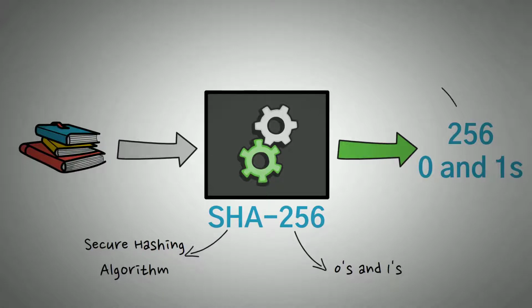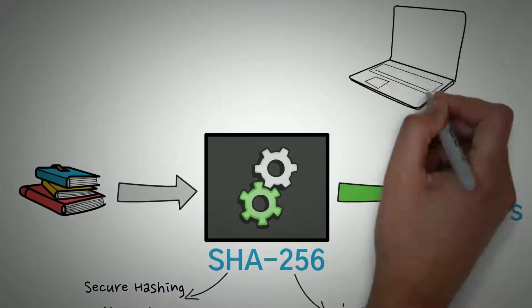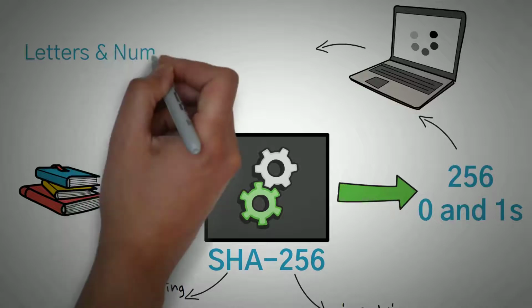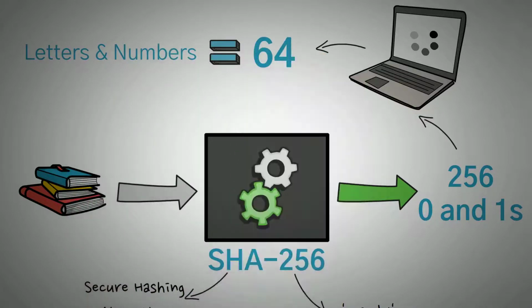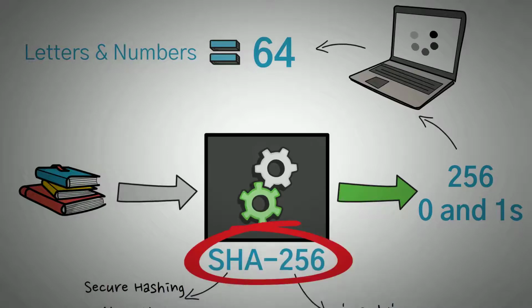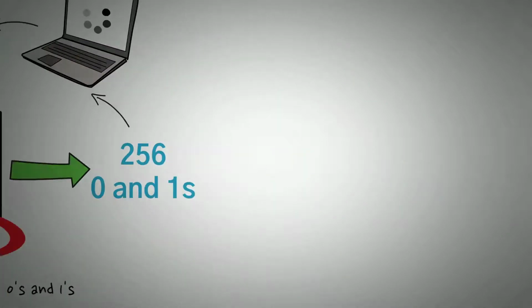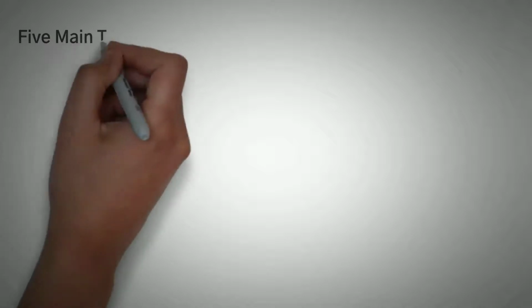Now our computers are really smart, so they convert these ones and zeros, the binary, to actual letters and numbers, which equals 64 numbers and letters. Now there's many different hashing functions, but Bitcoin uses SHA-256, and in this video we're going to focus on that function for examples. So let's get into it.